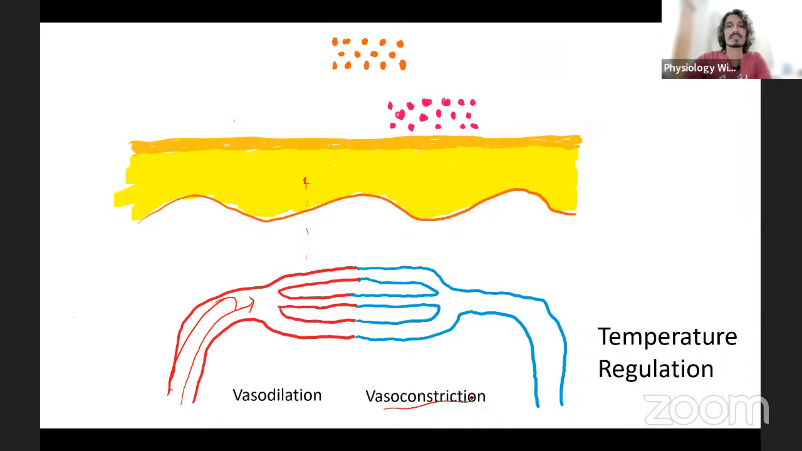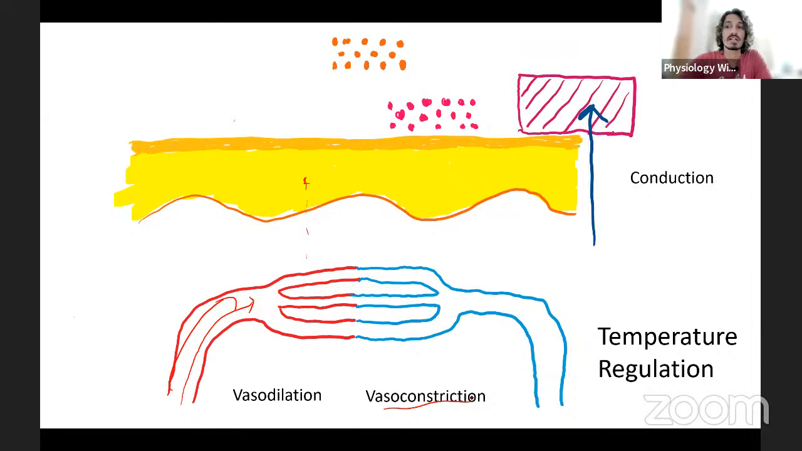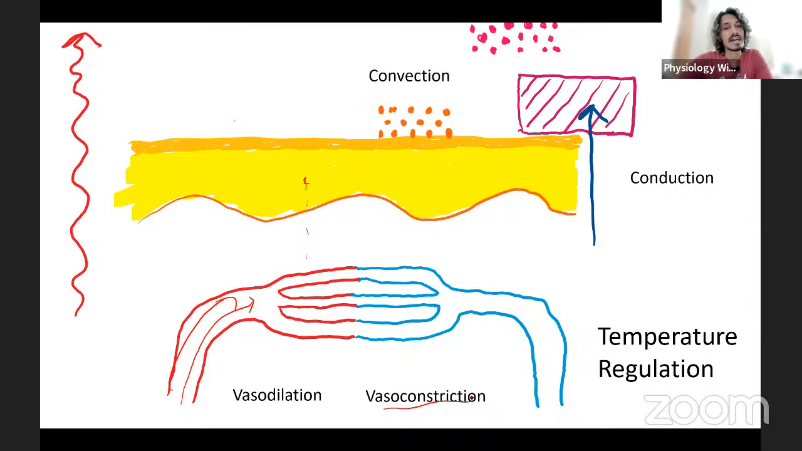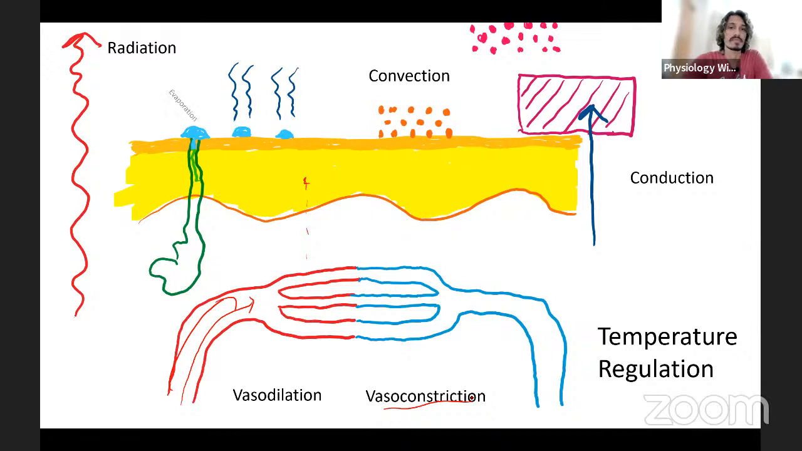So one of the ways by which temperature regulation takes place is direct conduction. Conduction can take place directly, or a convection current can happen, or directly from here, radiation can happen. Or we have the sweat glands, which can result in sweating and eventually evaporation and heat loss.